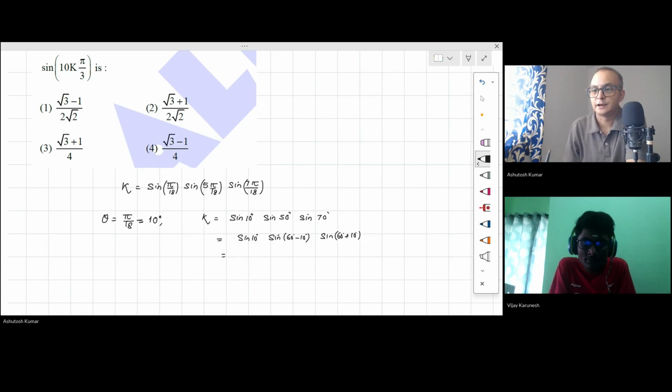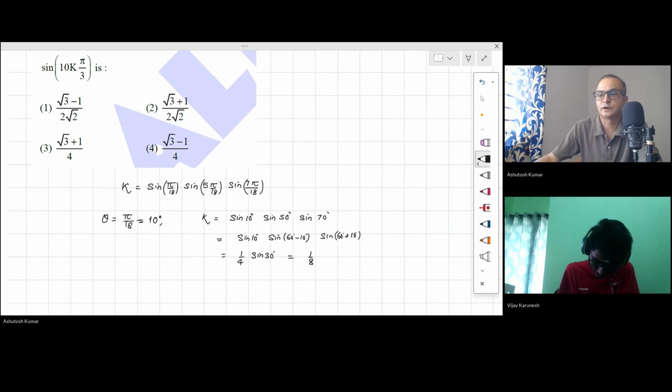Excellent. Now just tell me, what is the formula for this? 1 by 4 sine 3 theta. Here theta is 10, so we'll be getting 1 by 4 sine 30. Very good. So it becomes 1 by 8, correct? Yes, sir. K is 1 by 8.